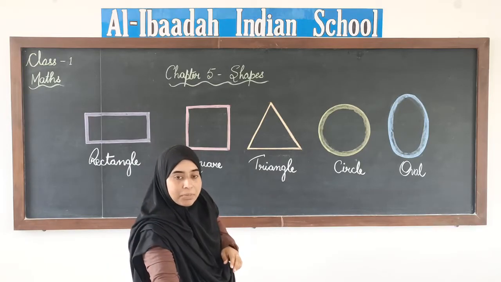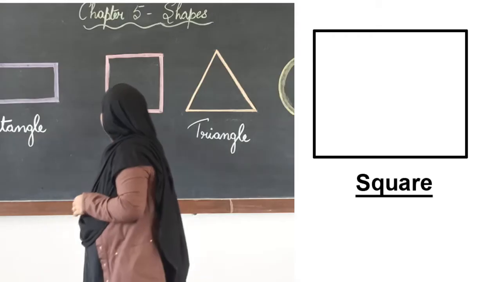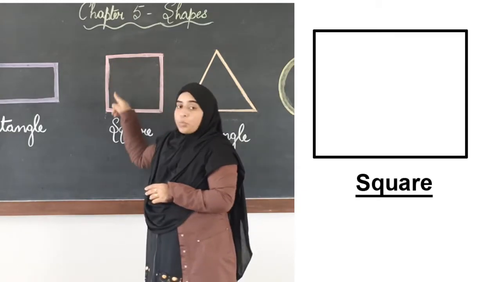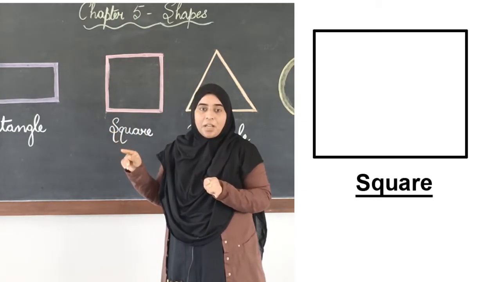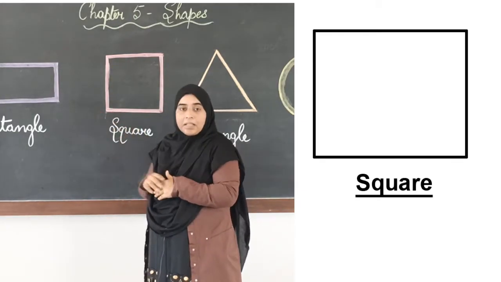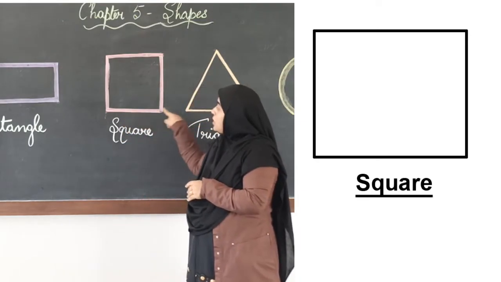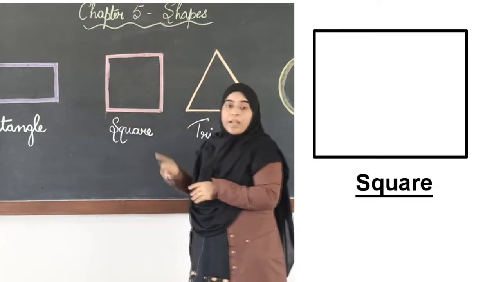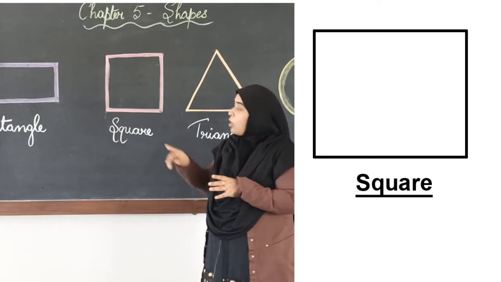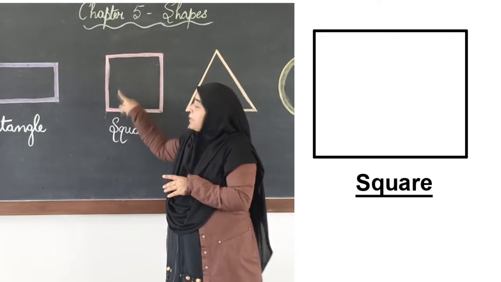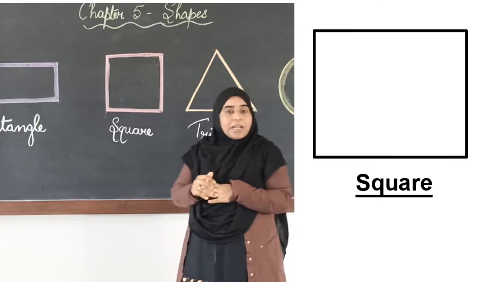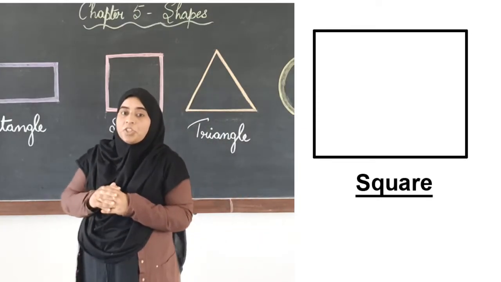Okay. The next shape that you see on the board is a square. Now square also has four sides, but how is it different from a rectangle? All the four sides of the square are equal. All the sides will have the same length. So these types of figures we call square shaped figures.